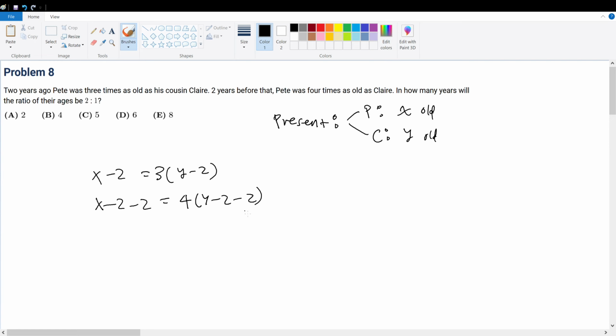In how many years would the ratio of their ages be 2 to 1? So basically, X plus N over Y plus N must eventually be equal to 2 over 1. But let's not consider that first. Let's just solve for this.